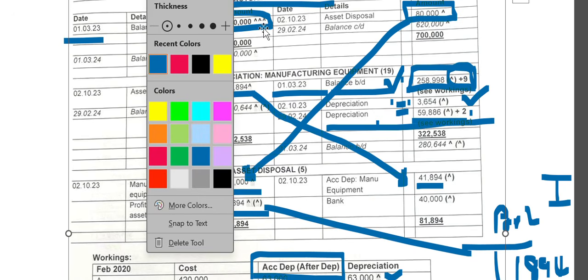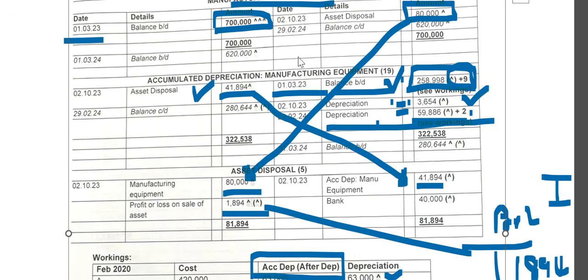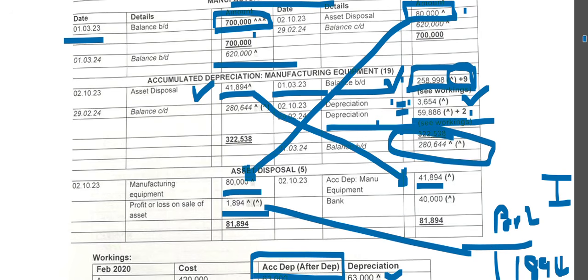Then all you have to do is balance the accounts. So you will balance your equipment account, right, so you will have 620,000 Rand worth of equipment left because you had 700,000 minus the 80,000. Then you're going to balance the accumulated depreciation account, and this one here has already been closed off to the profit or loss.